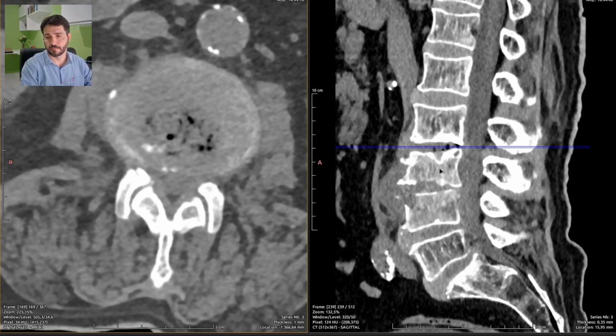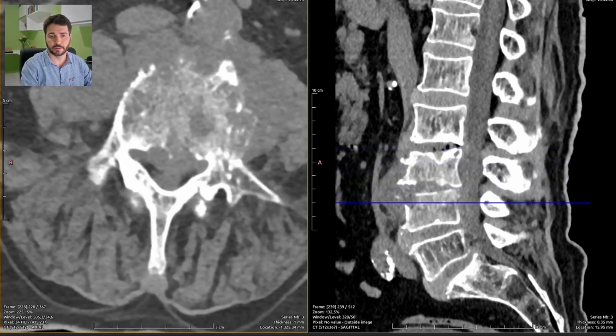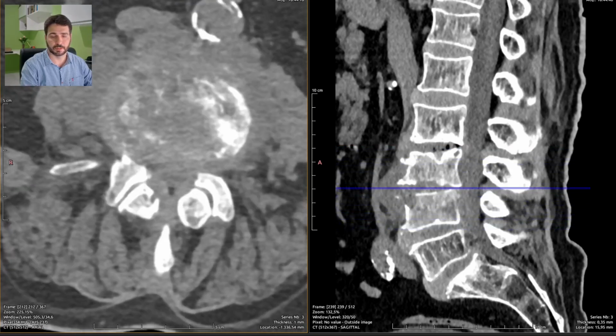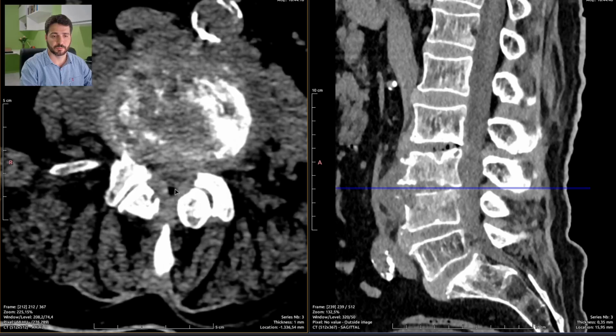So this is L3, L4, and L5. L3, L4 is severely stenotic. Almost no canal is left.